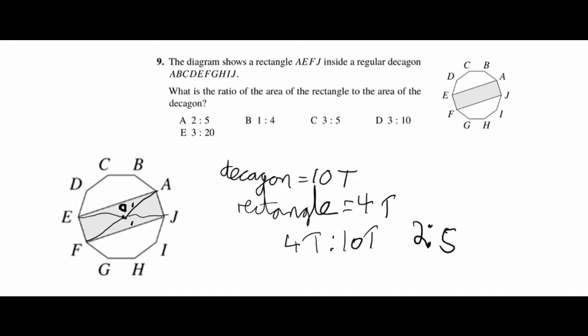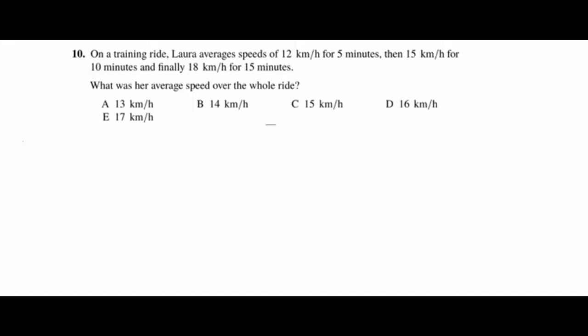Okay, so question 10 is, on a train ride, Laura averages speeds of 12 kilometers an hour for 5 minutes, then 15 kilometers an hour for 10 minutes, and finally 18 kilometers an hour for 15 minutes. What was her average speed for the whole ride? So the way we're going to work this out is we're going to work out the total distance she traveled for each of the 3 parts of her journey, and then we're going to divide that by the total amount of time, to then find out her average speed for the whole journey.